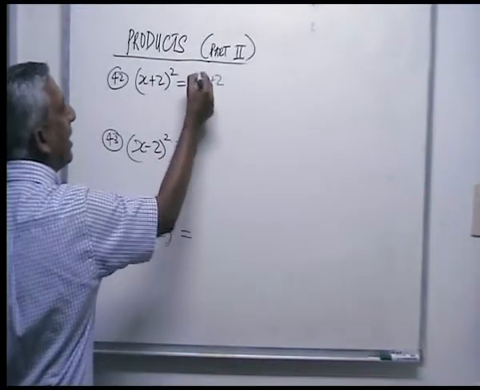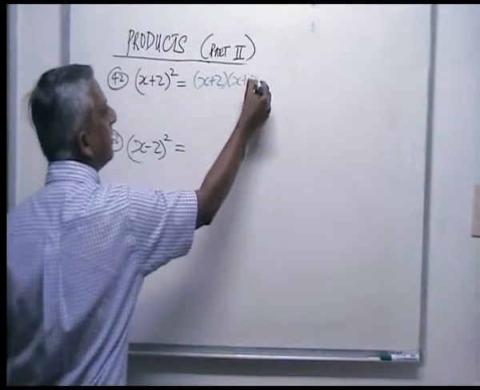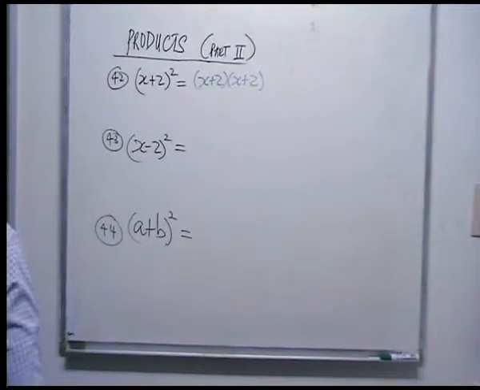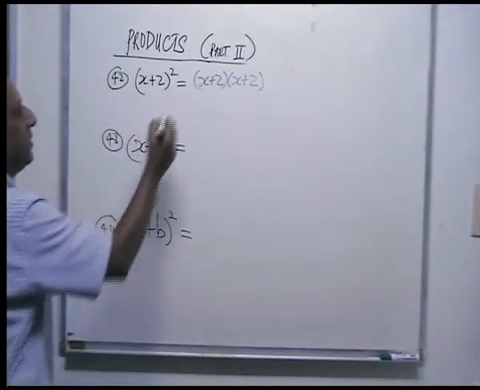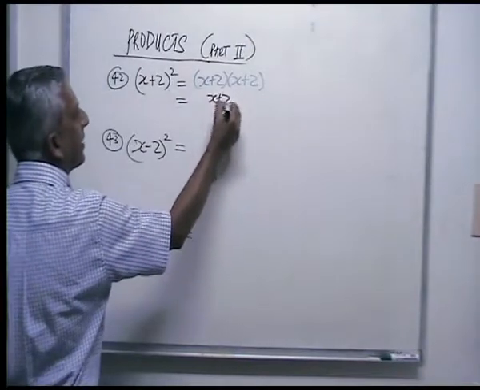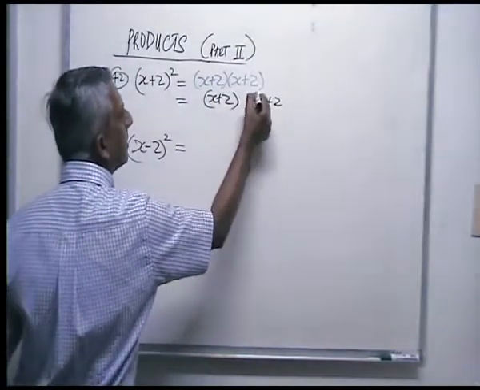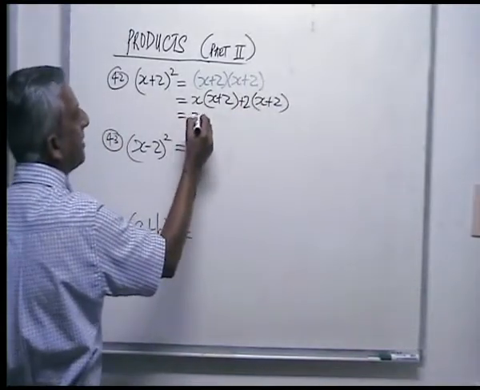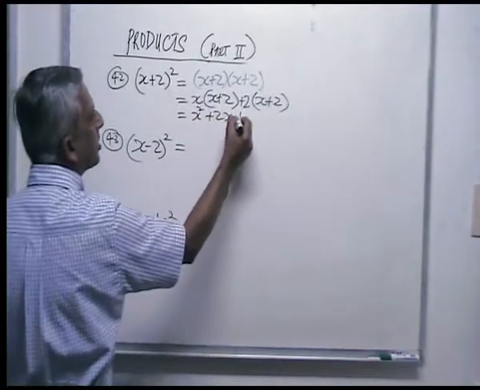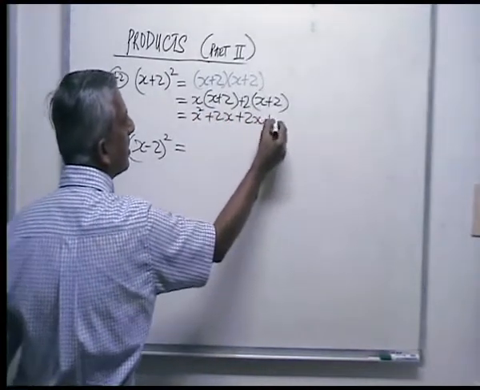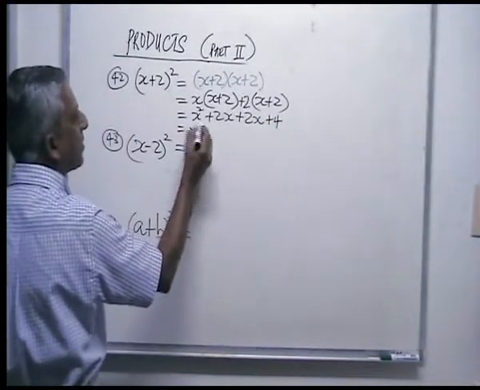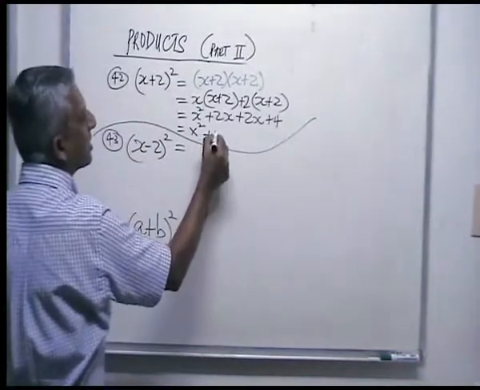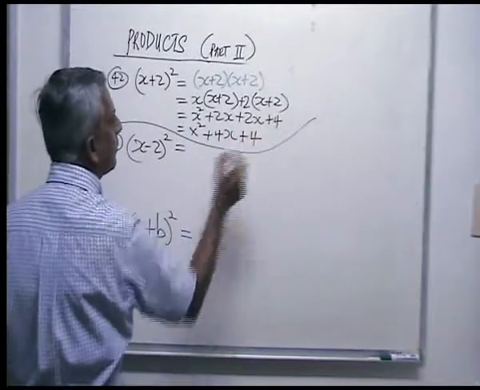So the first thing you did is you wrote the bracket down 2 times. Okay, and after you wrote it down 2 times, everything else was normal. In other words, you wrote the second bracket 2 times, and you wrote down x here, you wrote plus 2 there, and you had x squared plus 2x plus 2x plus 4, and that gave you x squared plus 4x plus 4.